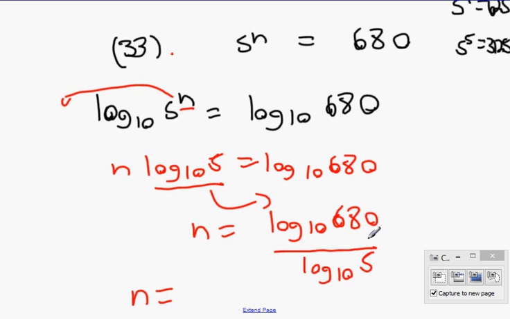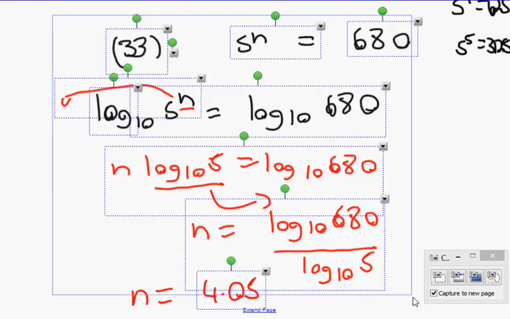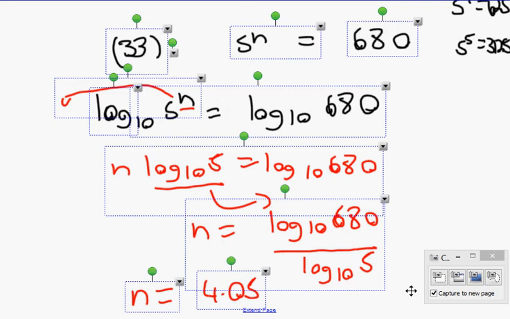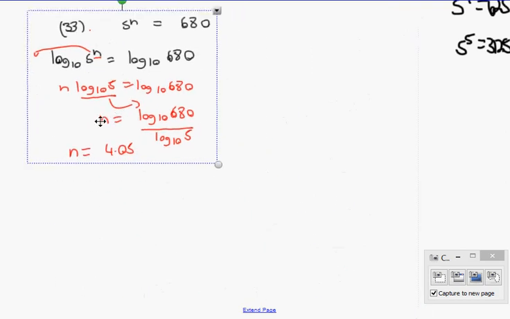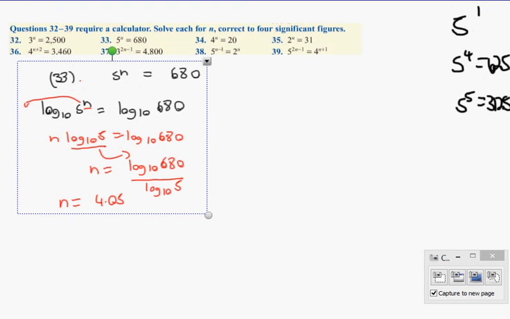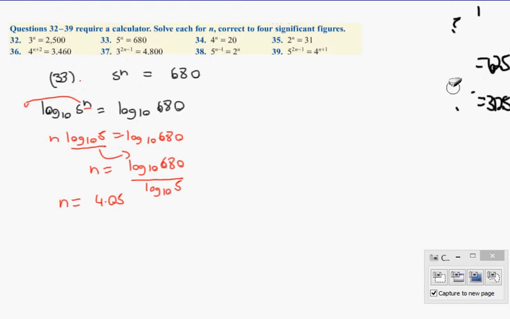What's your answer? This here? You say you don't need to put in the tens right there. Yeah. 4.05. Perfect. Exactly what I said, wasn't it? It's going to be located between 4 and 5. Log to the base 10, lads. Yeah, 4.05. Okay, next one.